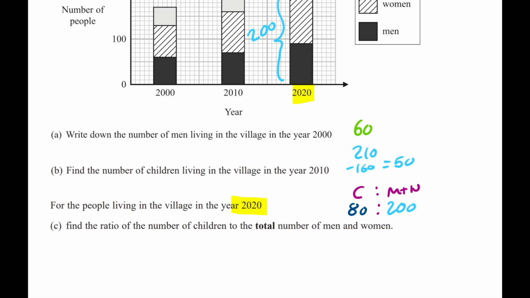If you did want to simplify it, you can divide them both by 10, which would then give you 8 to 20, and then you could divide both of them by 4, which would then give you 2 to 5. It doesn't say that, so there's no need to do it, but if you wanted to, you could.